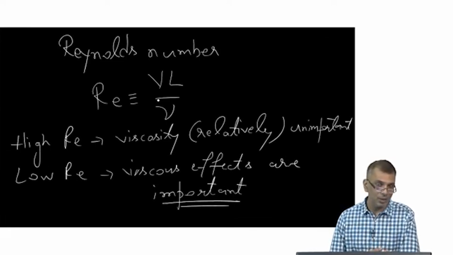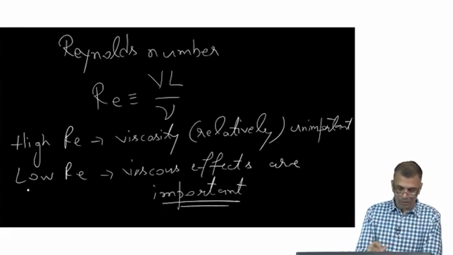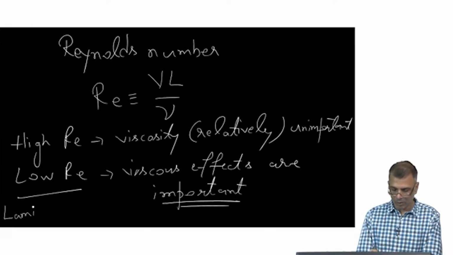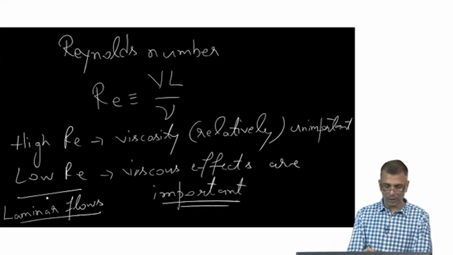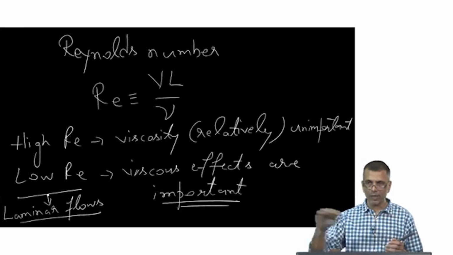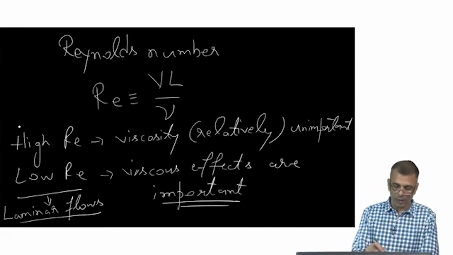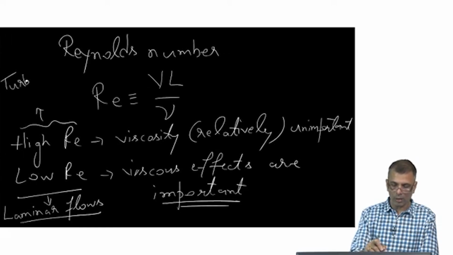The other thing is that at low Reynolds numbers, the flows are generally laminar flows. In other words, as the name implies, the streamlines of the flows are relatively regular and laminar. And the opposite is the case for high Reynolds numbers. For high Reynolds numbers, the flows are generally turbulent flows.